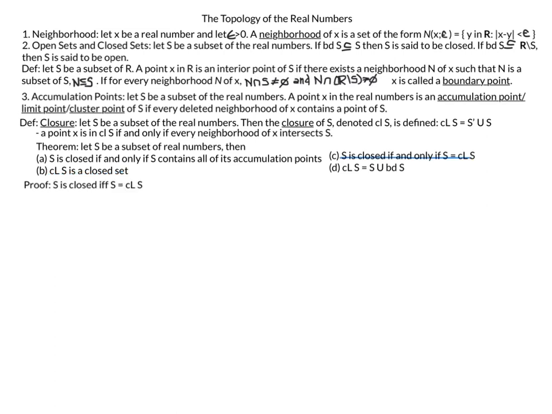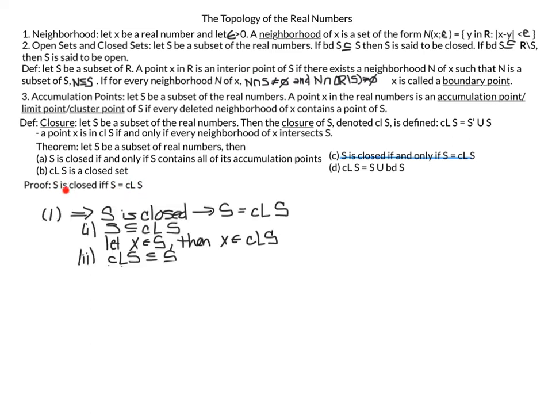Next I have the proof of part C, and I wouldn't have done this, but because B was kind of complicated, C is fairly straightforward, so I wanted to show a more straightforward proof as well. And we're going to show that S is closed if and only if S is equal to the closure of S. We will do the forward direction first, assuming S is closed. We're going to show that S is equal to the closure of S, and this equality has two parts. The first is S is a subset of the closure of S. The second is the closure of S is a subset of S.